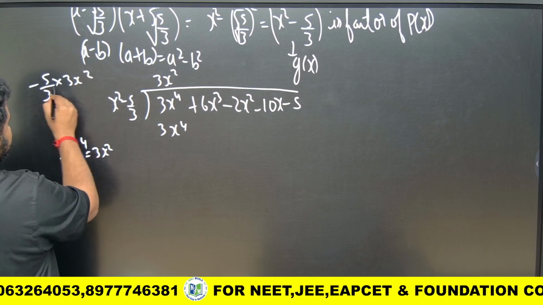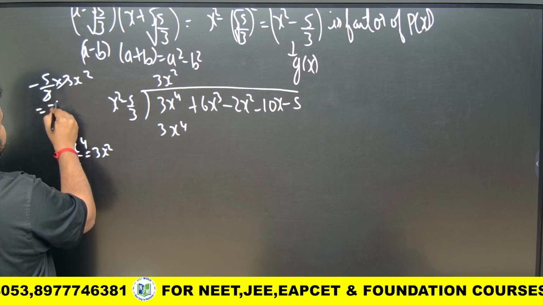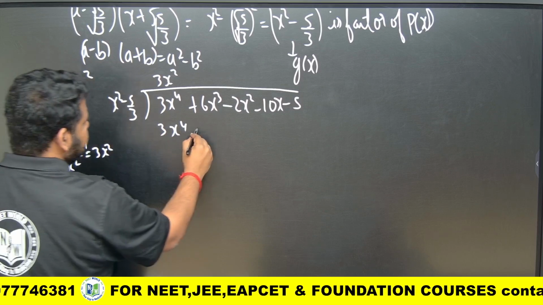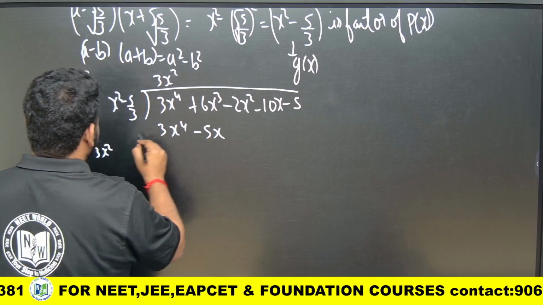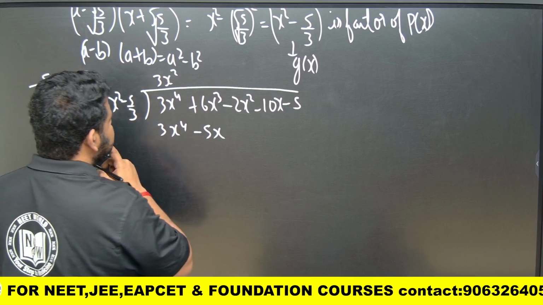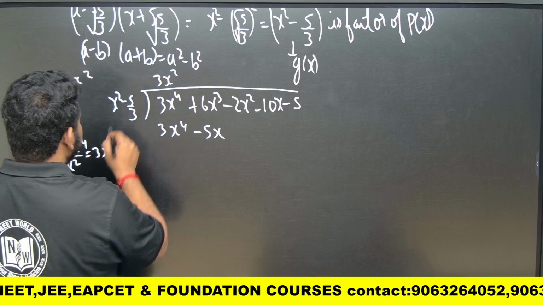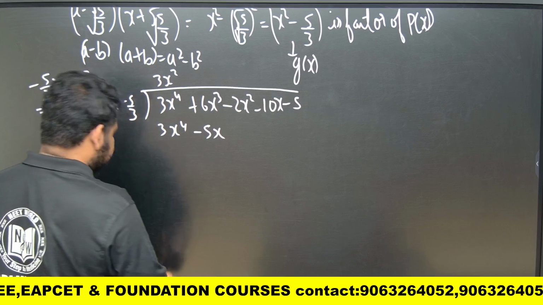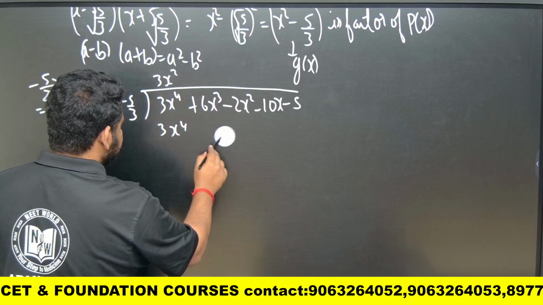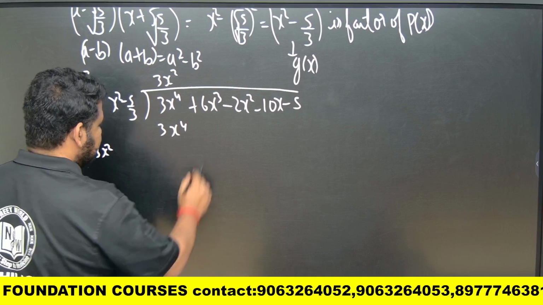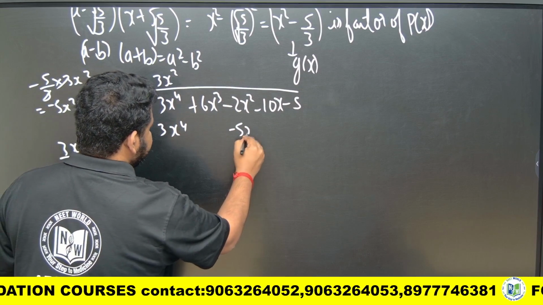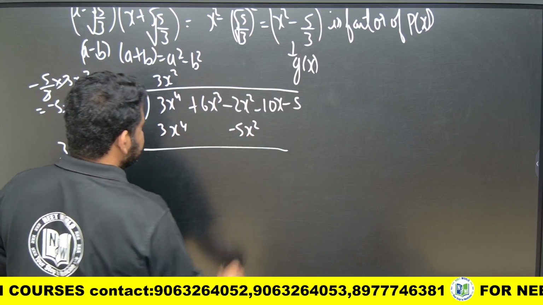What will I get, friends? 3 and 3 will cancel. I will get minus 5x square. So here I will get minus 5x square. I should write it here, under x square. Minus 5x square. Got it? This will be minus 5x square.